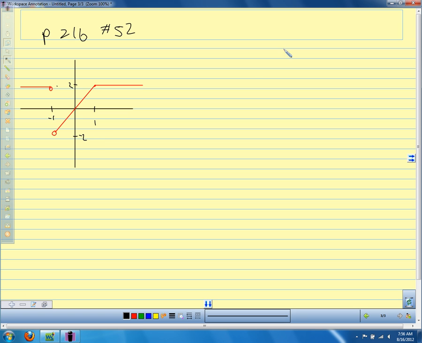So for f double prime, what do we know about f double prime? It's going to be undefined at -1. It's going to be undefined at 1. Right. For x less than negative 1, what is the second derivative? 0. For x less than negative 1.